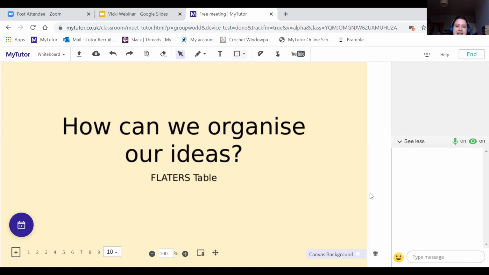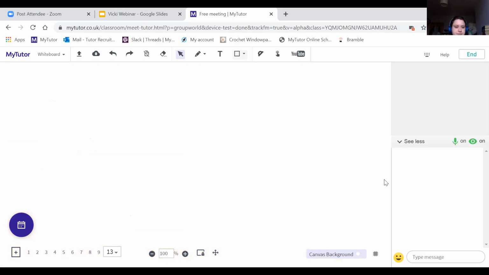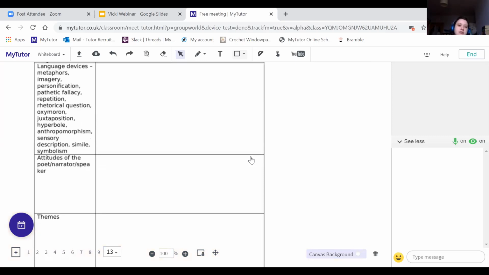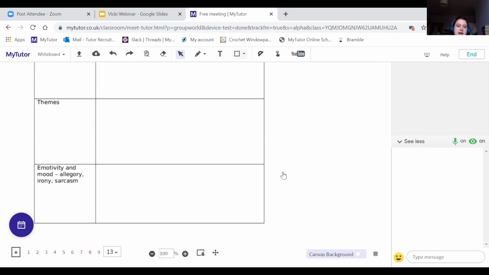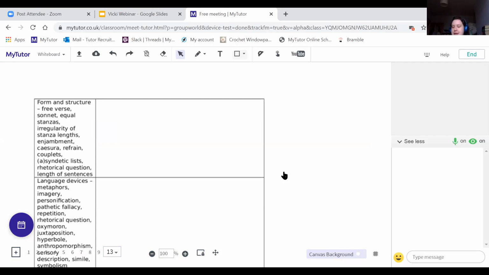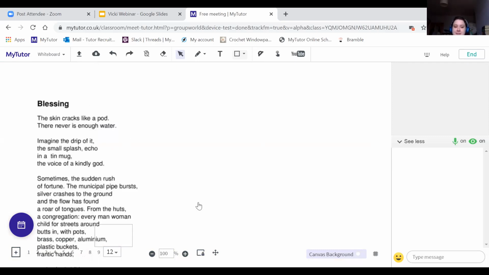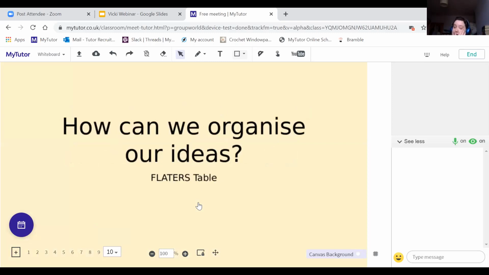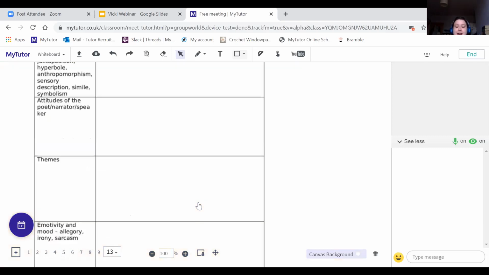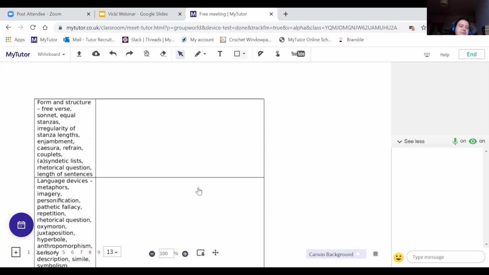Right, so I'm going to talk to you a little bit about strategy and how we should organise our ideas. So I've got a poem to look at so I can show you how to organise ideas. Obviously in the exam you won't have time to write a beautiful table out. However, just learning what each of the words mean for FLATTERS. As you guys all know by now, I am a big fan of coming up with these acronyms for you guys.